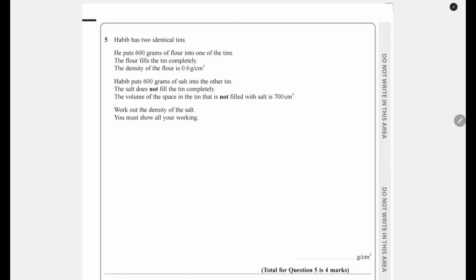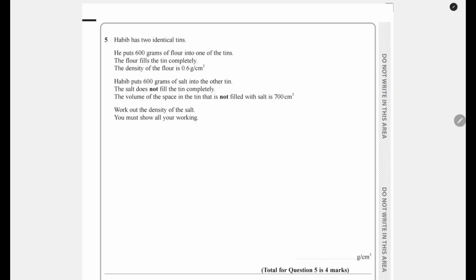Question 5 says, Habib has 2 identical tins. He puts 600 grams of flour into one of the tins. The flour fills the tin completely. The density of the flour is 0.6 grams per centimeters cubed. Habib puts 600 grams of salt into the other tin. The salt does not fill the tin completely. The volume of the space in the tin that is not filled with the salt is 700 centimeters cubed. Work out the density of the salt. You must show all your work.